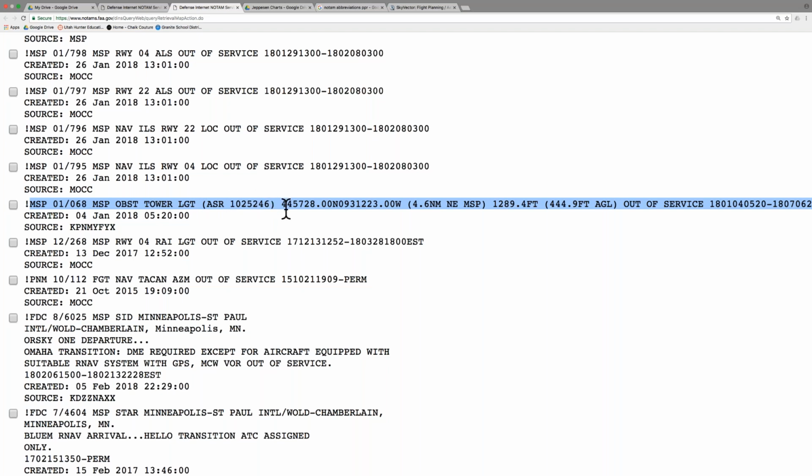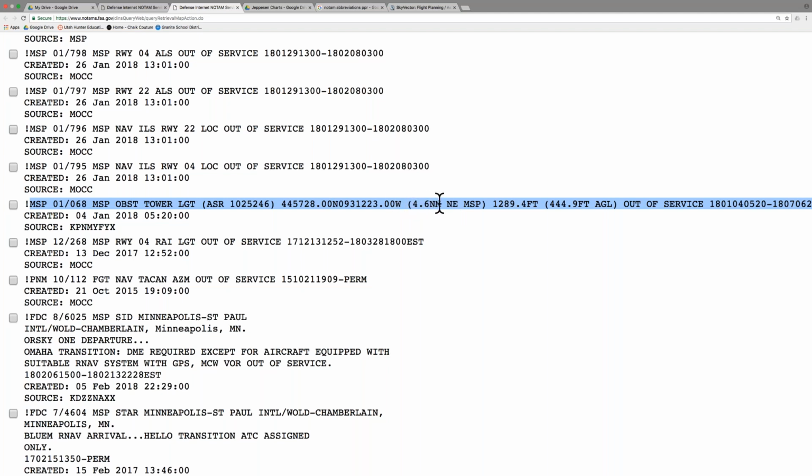Does that make sense? So you could look up ASR 1025246. You could do a Google search on it, and it would pull up information on the specifics of that tower, where it's located, what kind of frequency it broadcasts, or if it's a radio tower, or things of that nature. But this gives us a little more information about it. This tells us the latitude and longitude, right? So this is giving us coordinates. This is breaking it down into an easier way to understand it.